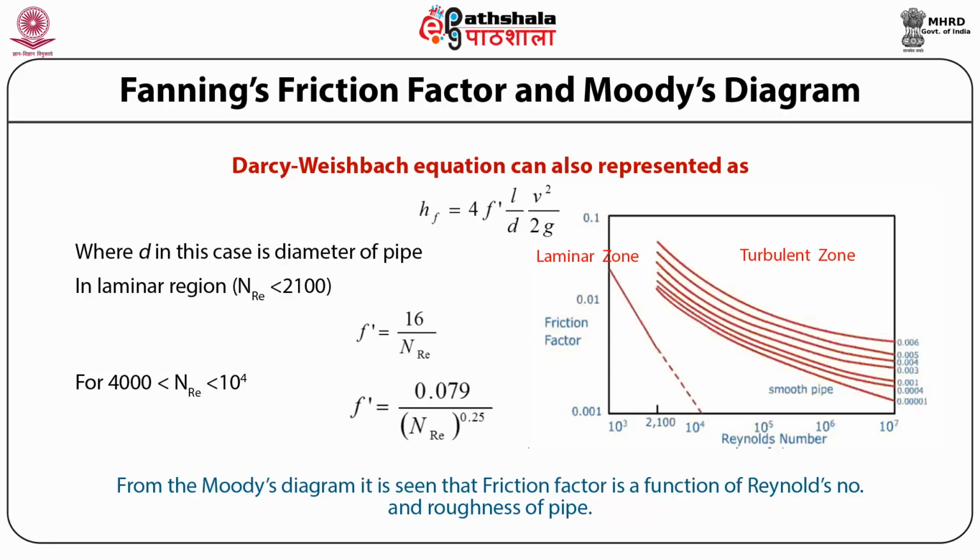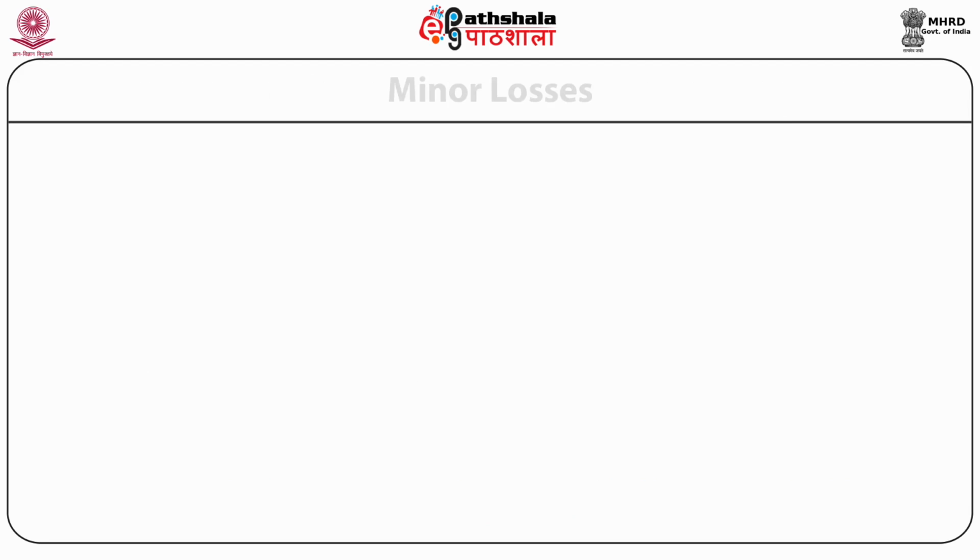You can take the help of this empirical relationship after calculating the Reynolds number. If it is in the laminar region, you take the first case, that is f' is equal to 16 by Reynolds number. If it is in the turbulent region, then you can take the help of the second case, that is f' is equal to 0.079 divided by Reynolds number to the power 0.25.